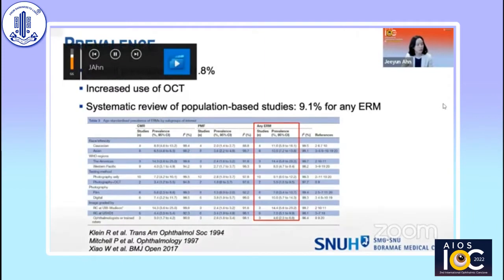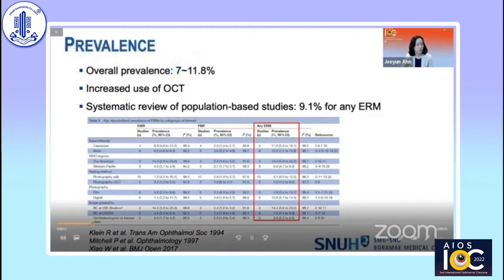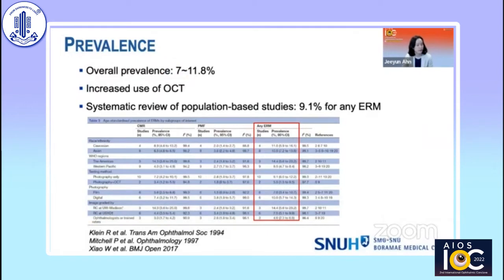Increased use of OCT has understandably contributed to the increased detection of ERM. A systematic review published in 2017 reported age-standardized prevalence of ERM to be about 9.1%. This table shows the prevalence broken down into different subgroups, demonstrating there can be some differences according to the analysis setting.